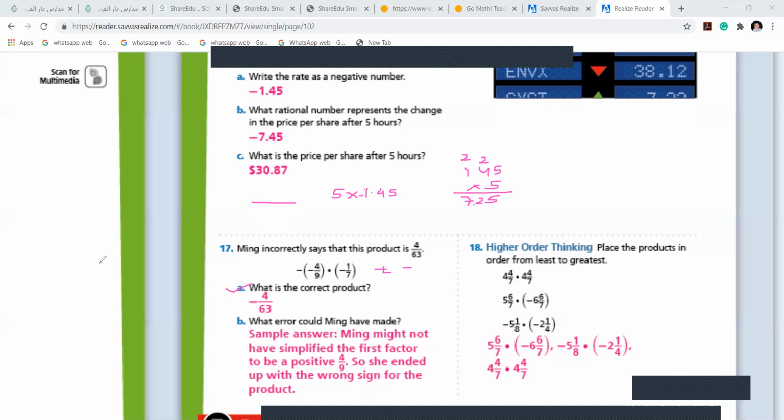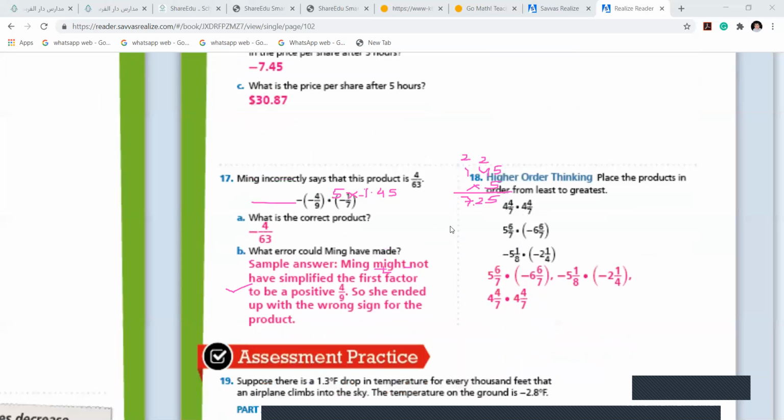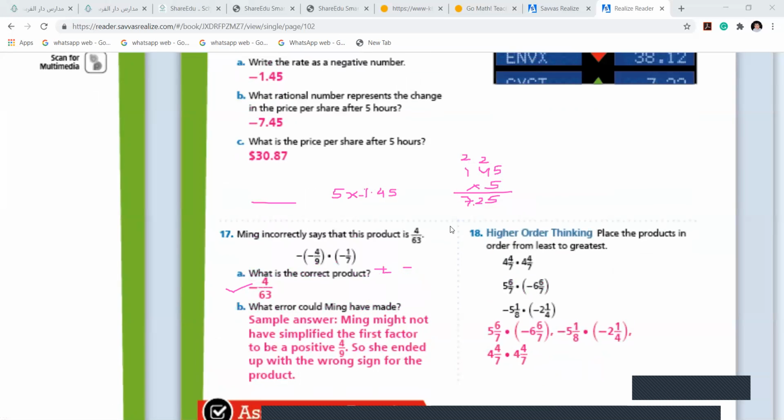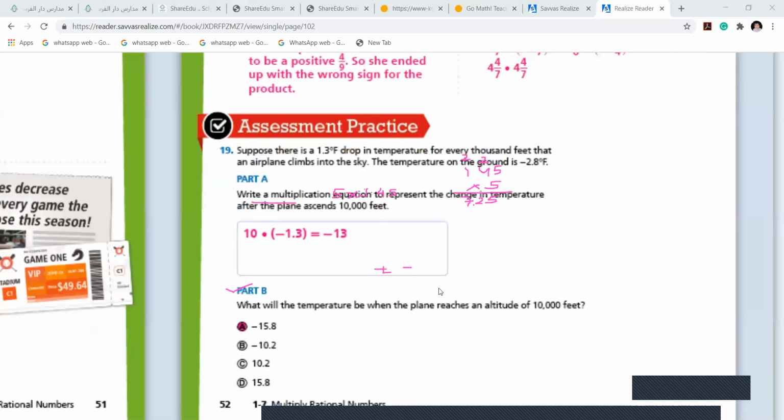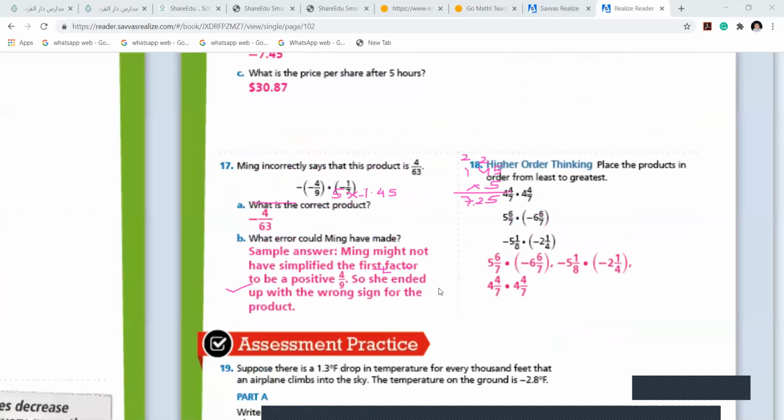Yes. Don't do the B1. B1, put a cross again. We are not going with the errors and everything. Put question 18 also as a cross, because they want us to write the order, from least to greatest. 18 also cross.